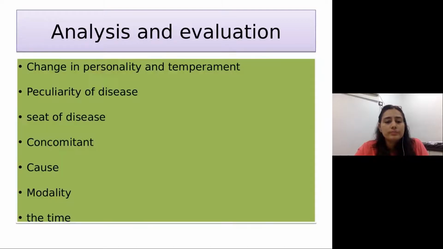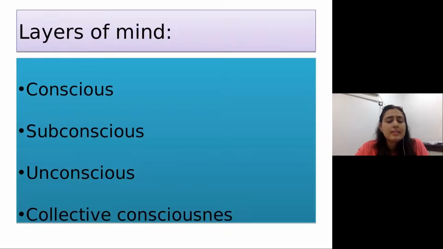So now the question arises, why do we need as a homeopath to go deeper into the mind or deeper into the subconscious mind of the patient? So understanding the mind, broadly, our mind is made up of four parts: the conscious part, the subconscious part, the unconscious part, and something which we call collective consciousness.